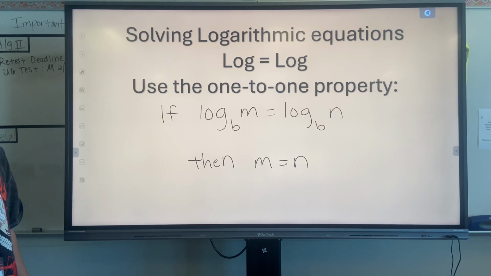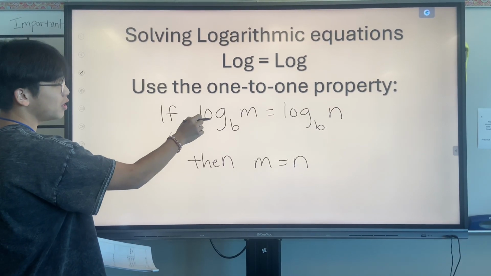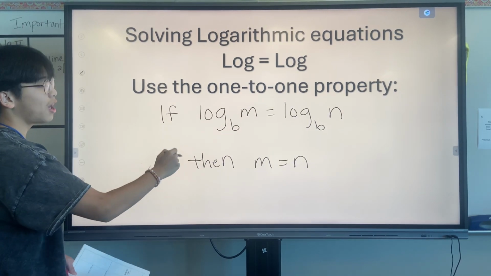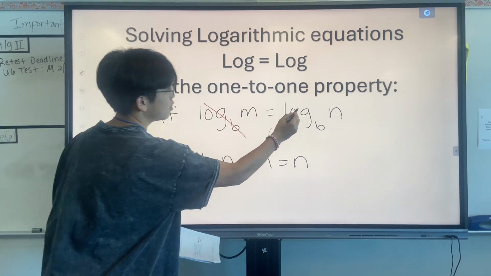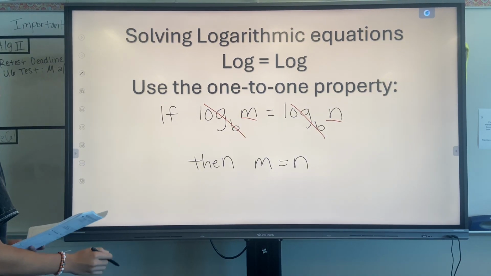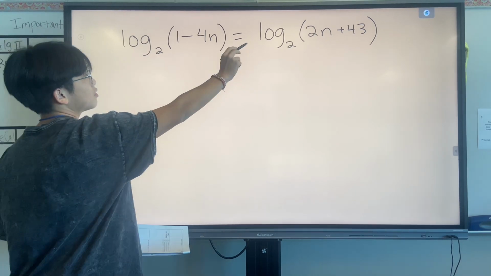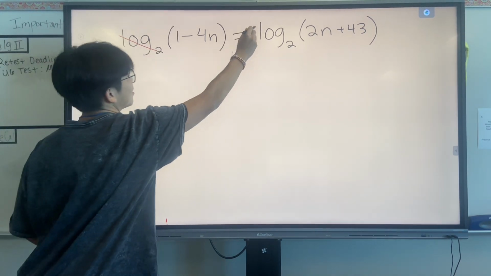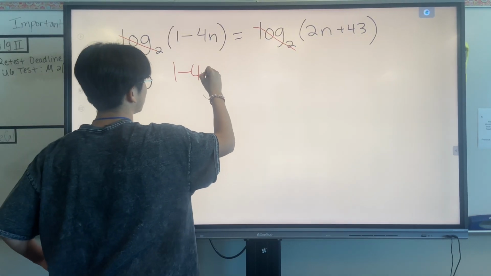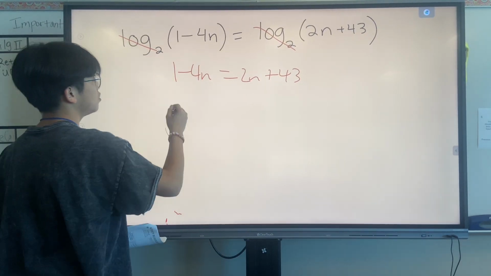Okay, class. If you remember from the previous activities, you'll remember the one-to-one property, and that is if log base b of m equals log base b of n, then m equals n. So you cancel these out, and then you're left with m equals n. And this is important for this activity. So for this one, the log and the base is the same on both sides. So cancel, cancel. And then you're left with 1 minus 4n equals 2n plus 43.